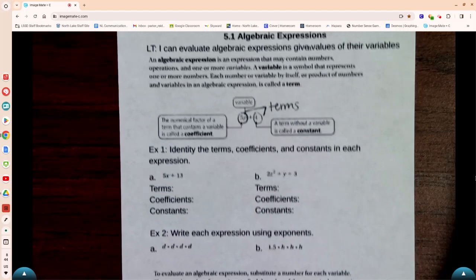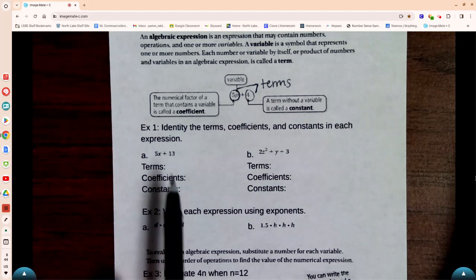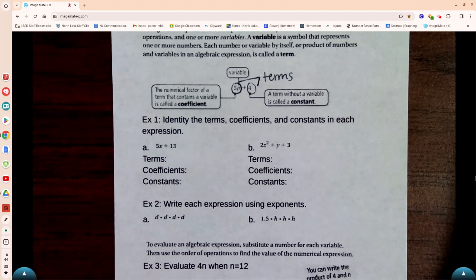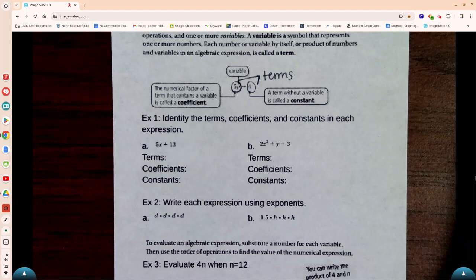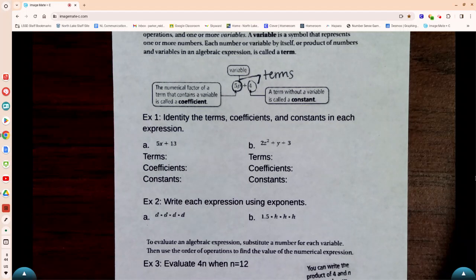So we are going to identify the terms, coefficients, and constants in each of these expressions to practice. This is one of the things you have to know how to do from this lesson. Here's our first one, 5x plus 13. Let's start with the terms. How many terms does this expression have? Logan? Correct. Can somebody tell us what the first term of this expression is? We know there's two. What's the first one?